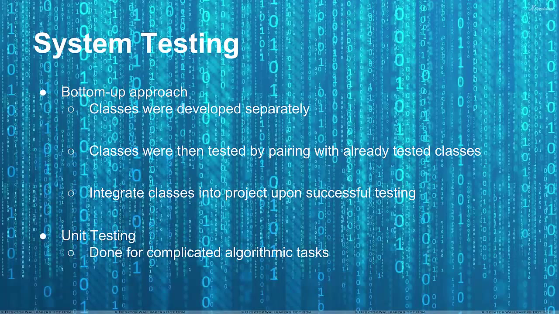We used unit testing for the more complicated algorithmic tasks, such as the conversion from Euler angles to rotation matrices, quaternions to matrices, and the circumcenter calculation. All of the algorithms that we spoke about underwent rigorous unit testing.